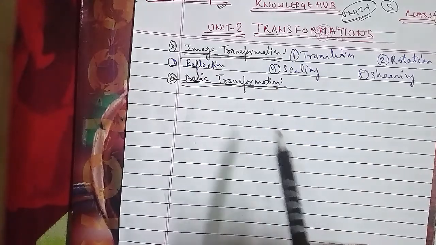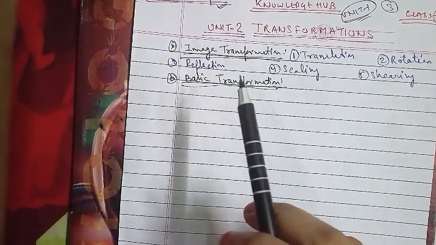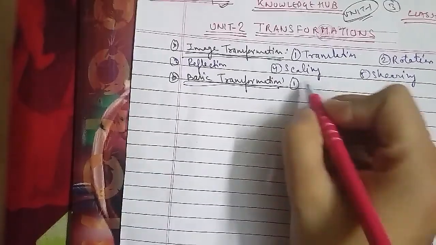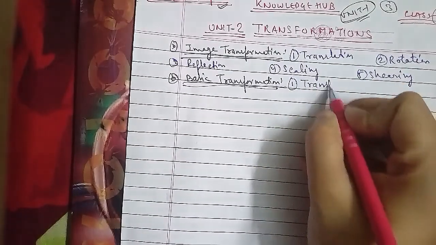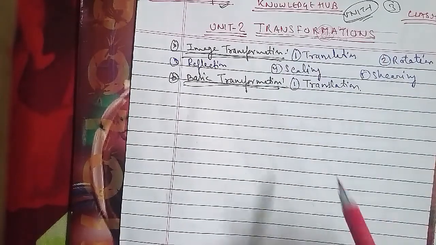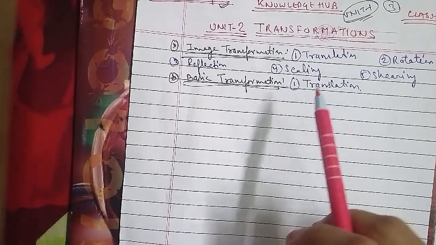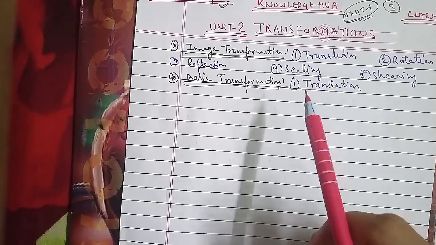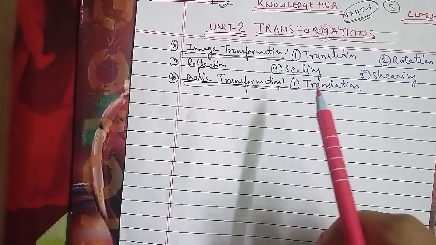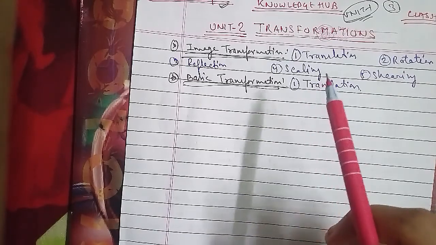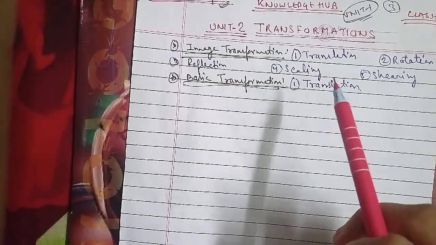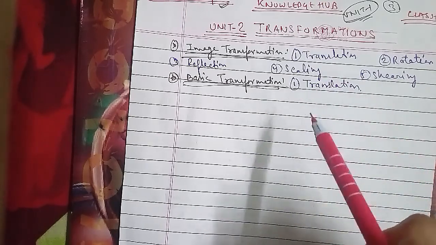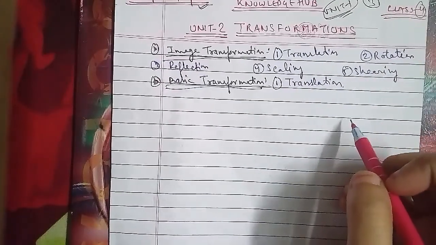A translation is applied to an object by repositioning it along a straight line path from one coordinate location to another. We translate a two-dimensional point by adding a translation distance, tx and ty, to the original coordinate position x, y, to move the point to a new position x dash, y dash. So the equations are x dash equals x plus tx, and y dash equals y plus ty. The translation distance pair tx, ty is called a translation vector.